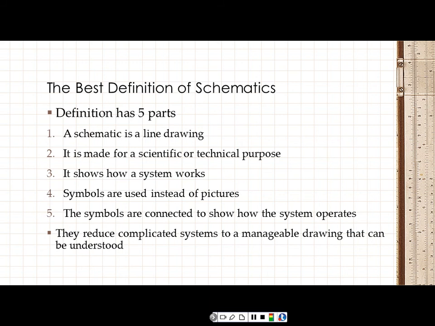Symbols are used instead of pictures. The symbols are connected to show how the system operates. They reduce the complexity of the system to a manageable drawing that can be understood. But it can only be understood if you know the what? Symbols. That makes sense? Any questions?